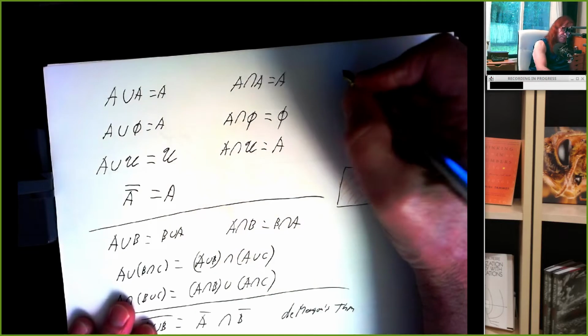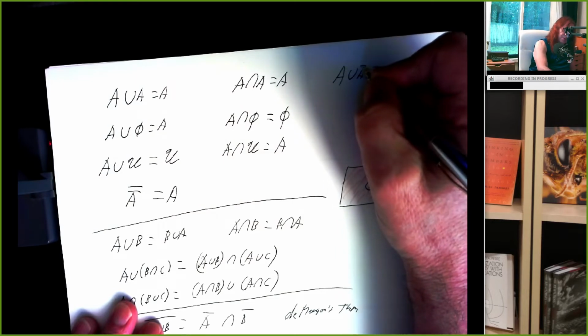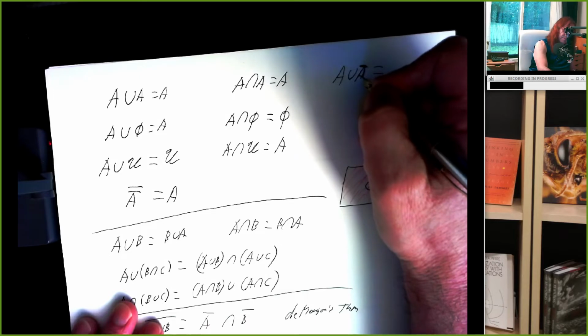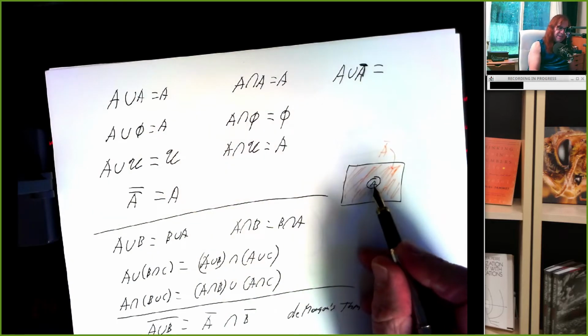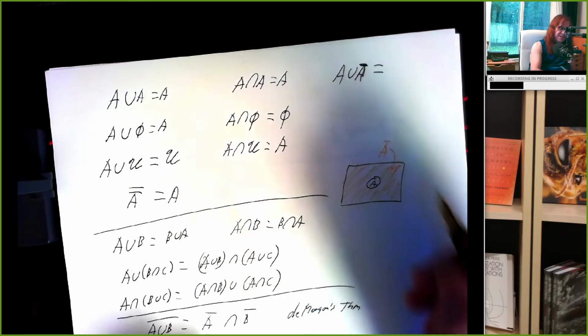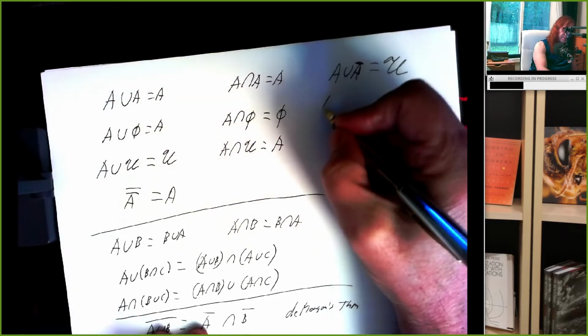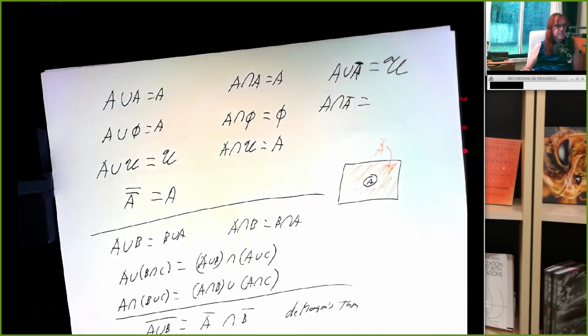And we can put a few more up here. A union A bar. So what do you get if you take A and you union it with its complement? You get everything. Take A and then toss in all the stuff that's outside of A. That gives you the whole universe. And A intersect its complement.